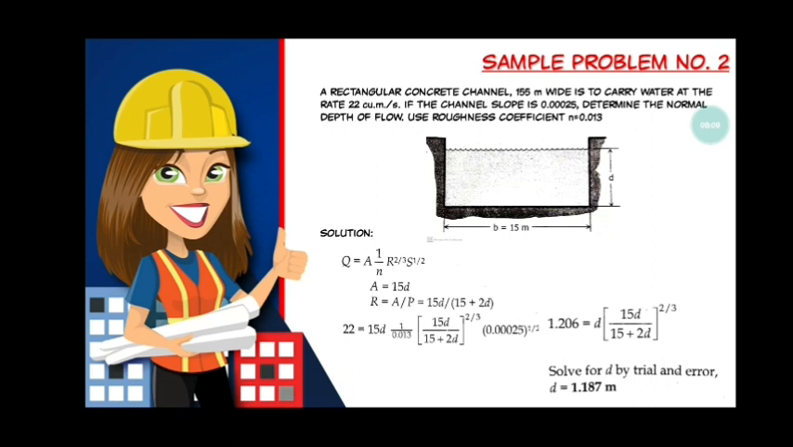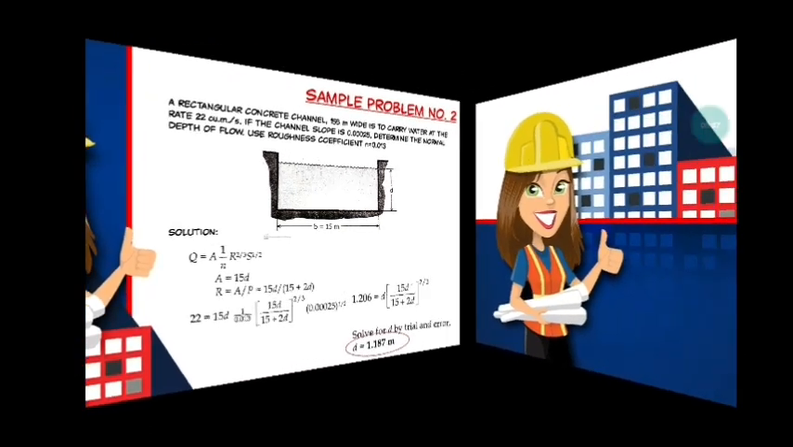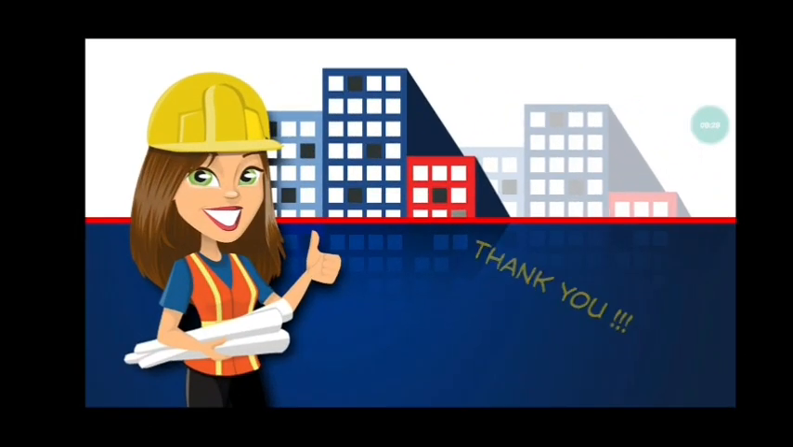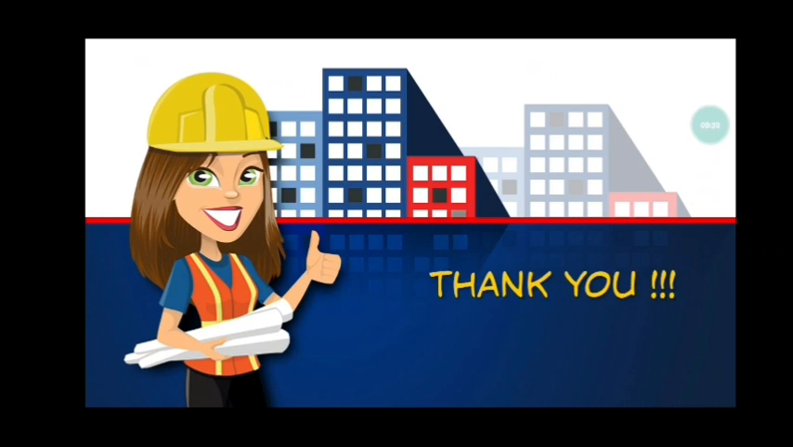Use Manning's formula and substitute the given values. By simply going through trial and error, we obtain the value of the normal depth, which is equal to 1.187 meters. That's all, and I hope you learned something about efficient sections.